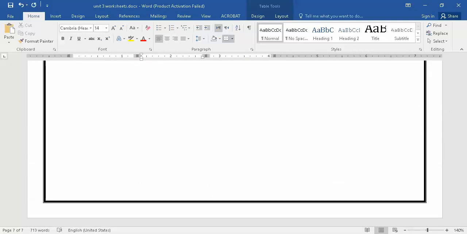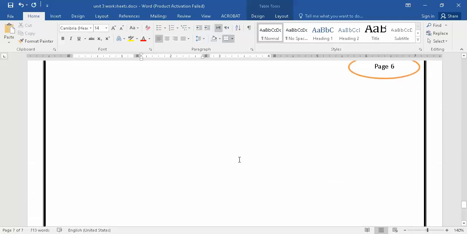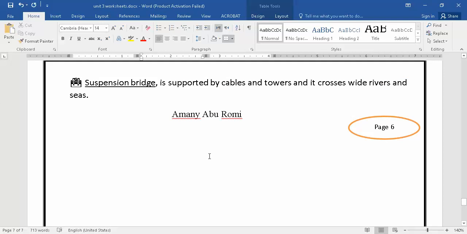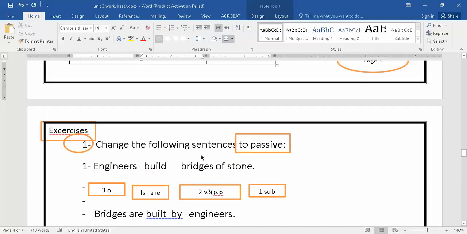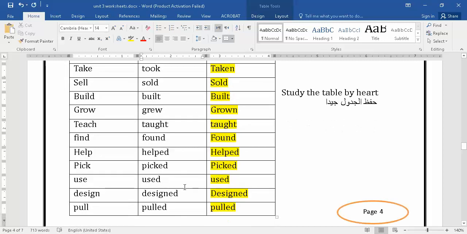Thank you for listening, and please study well for your exam. I will tell you that you must learn by heart all the verbs in worksheet 3 and worksheet 4. The verbs are very important for the exam. Thank you for listening.